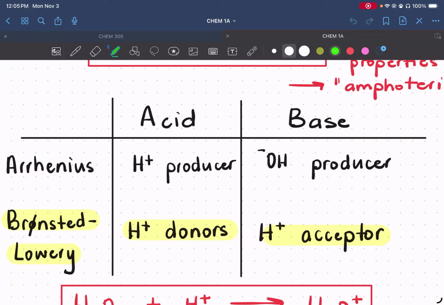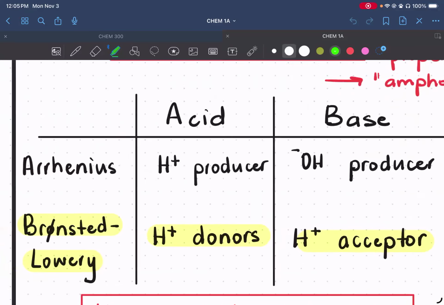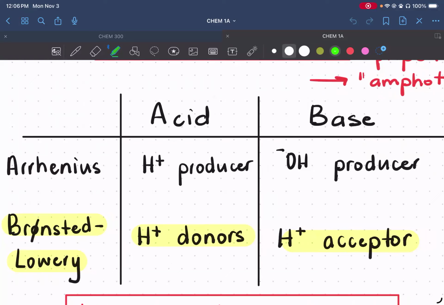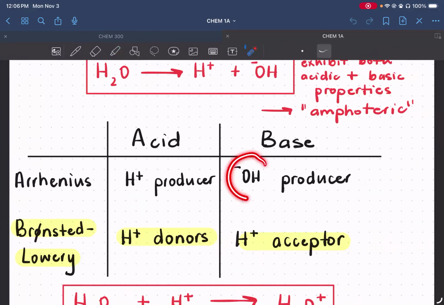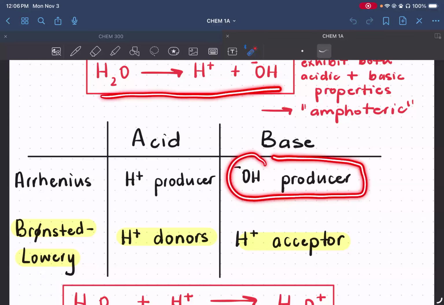Two contemporaries of Arrhenius, Bronsted and Lowry, redefined an acid and a base. While they maintained the definition of an acid being some sort of source of protons, in this case, they changed it to H plus donor, and they changed the definition of a base from OH producer to H plus acceptor. The reason for this, of course, is the OH producer definition worked really well for water, but as new bases were discovered, that definition became a bit limiting.